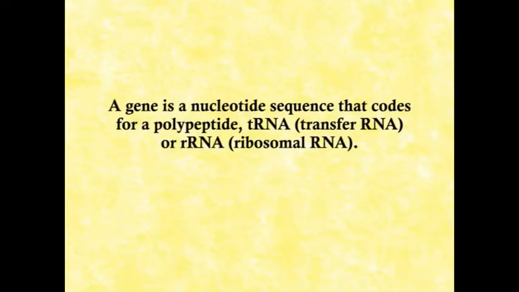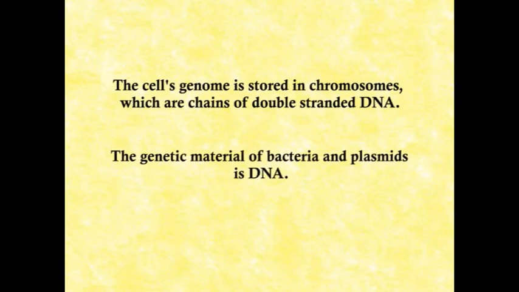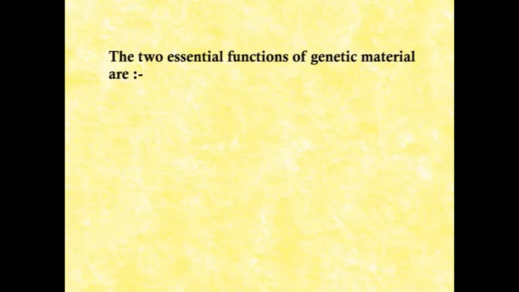Genetic information is contained in the nucleotide sequence of the DNA. A gene is a nucleotide sequence that codes for a polypeptide, tRNA, which is the transfer RNA, or rRNA, which is the ribosomal RNA. A particular organism may possess alternate forms of some genes. Such alternate forms of genes are referred to as alleles. The cell's genome is stored in chromosomes, which are chains of double-stranded DNA. The genetic material of bacteria and the plasmid is DNA. The two essential functions of genetic material are replication and expression.